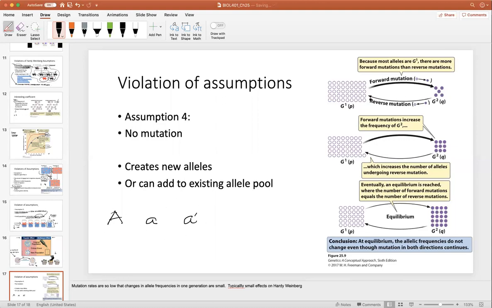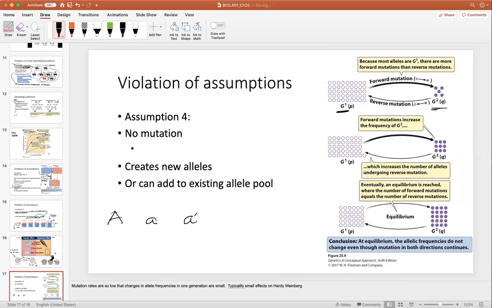Another thing that can happen is, let's say that you have a situation where they call the first allele G1 and the second allele G2. Sometimes you can have mutations from G1 into G2. Maybe that's a common mutation. Maybe it's a missense mutation. And that might affect the frequencies of your alleles.